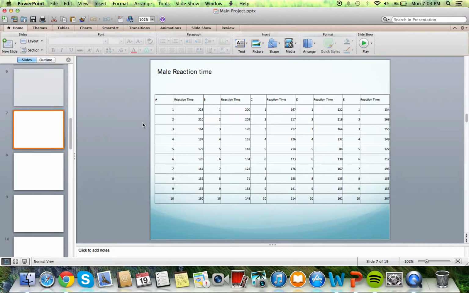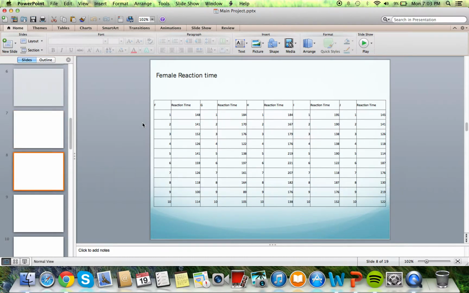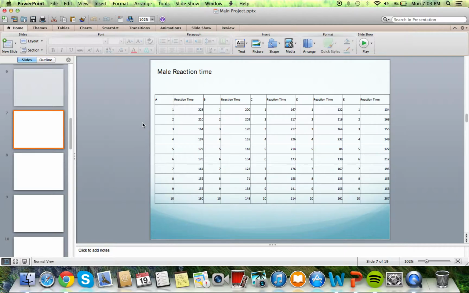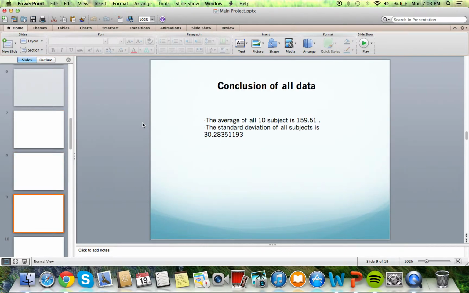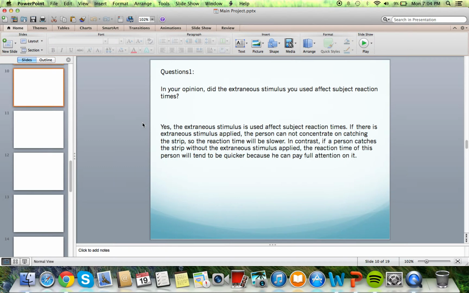Here's my table of male reaction time and then female reaction time, 5 of each of them. In all of the data that I got, the average of all subjects is 159.51, and the standard deviation of all subjects is 30.28501193. And we go over the questions.